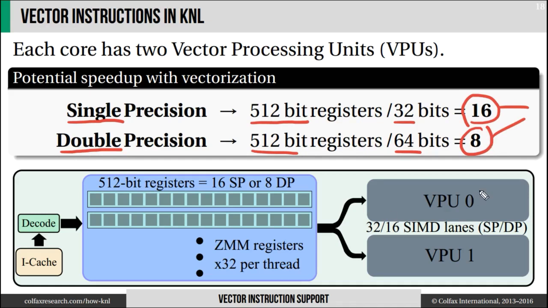Because there are two vector processing units in each core of Xeon Phi processors, as we discussed in episode 2, I need to have a stream of vector instructions in my code so that the core can schedule my instructions onto the two available VPUs.